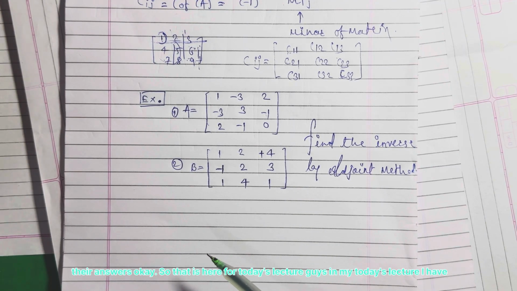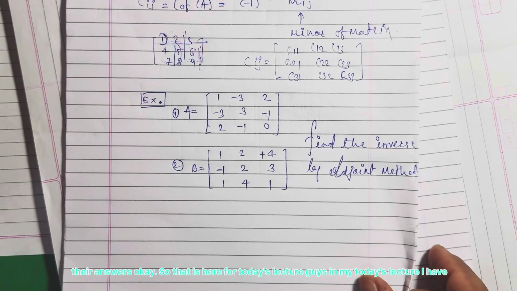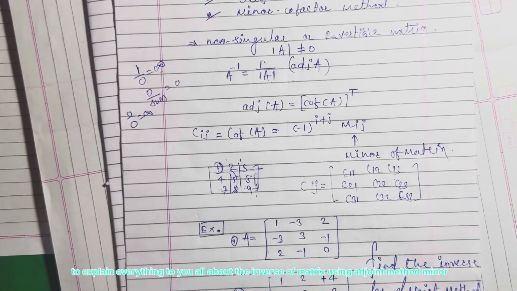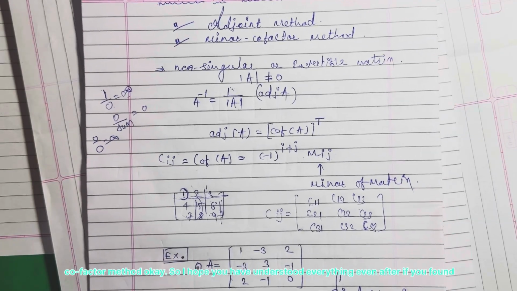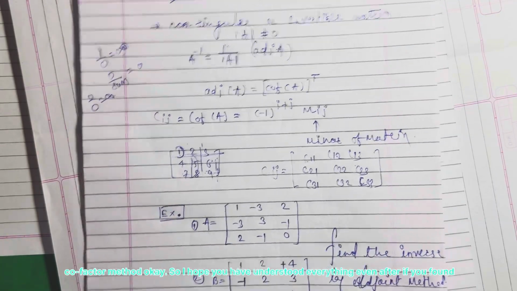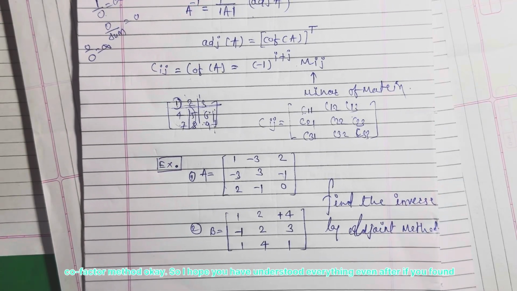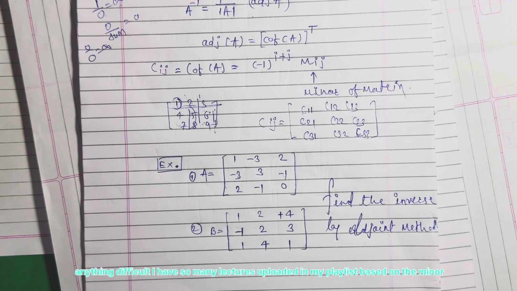So that is it for today's lecture. In today's lecture I have explained everything about the inverse of a matrix using the adjoint method, minor, cofactor method. I hope you all have understood everything. Even if you find anything difficult, I have many lectures uploaded in my playlist based on minor and cofactor. There you will get many examples and concepts to understand. Go and check it out, and you will come to understand the entire method. It is very easy.